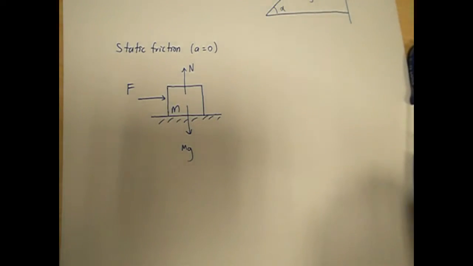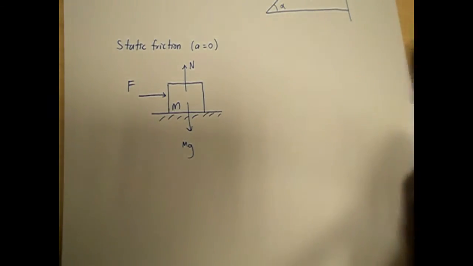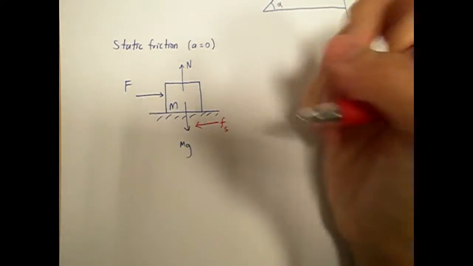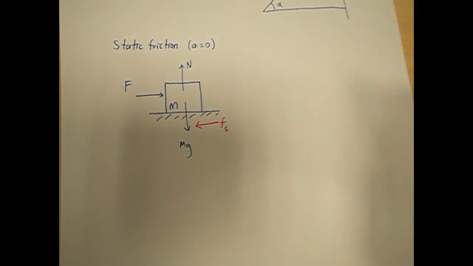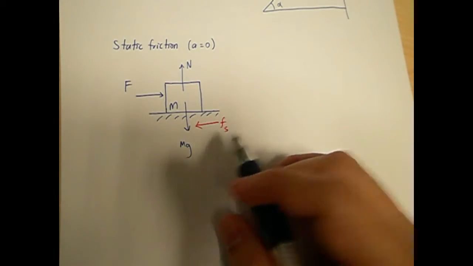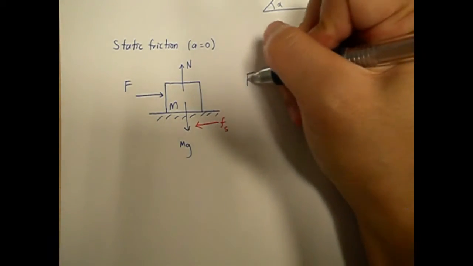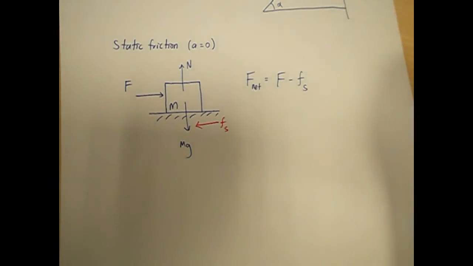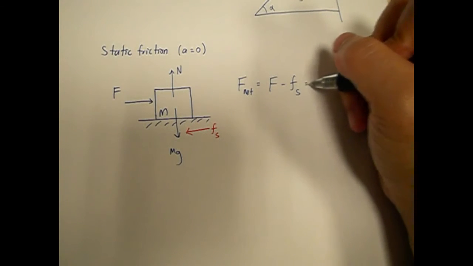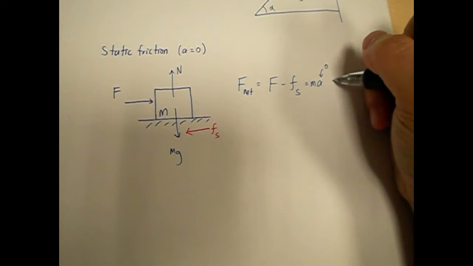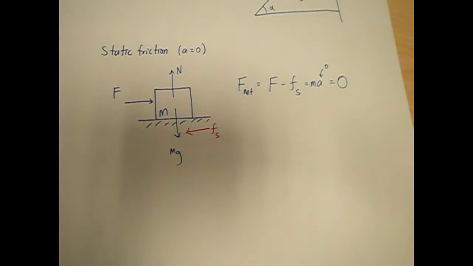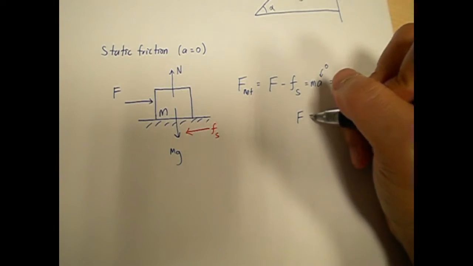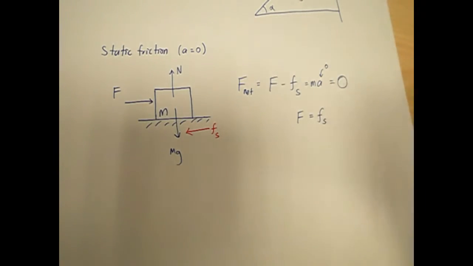Everyday life calls this friction, but in the language of Newton's laws, we say that there must be some other force that is cancelling my force F. Let us call this force Fs. So in the horizontal direction, the net force is F minus Fs. Newton's law says that this should be equal to ma, but we know that the acceleration is 0, so the right hand side of the equation is 0. And we arrive at the conclusion that the static friction force Fs is exactly equal to F.